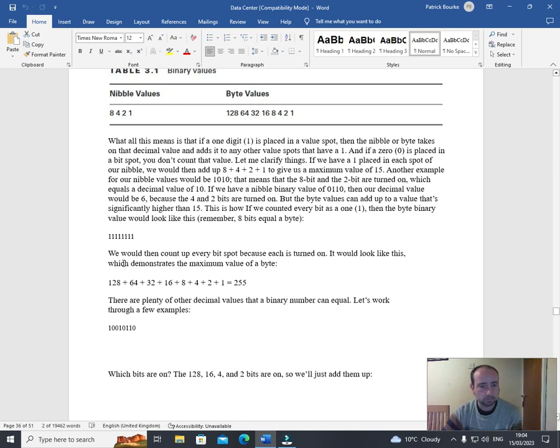11111111. We would then count every bit spot because each bit is turned on. It would look like this, which demonstrates the maximum value of a byte. 128 plus 64 plus 32 plus 16 plus 8 plus 4 plus 2 plus 1 equals 255. There are plenty of other decimal values that a binary number can equal. Let's work through a few examples.